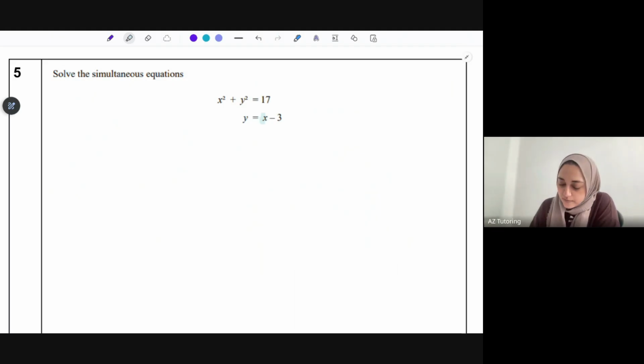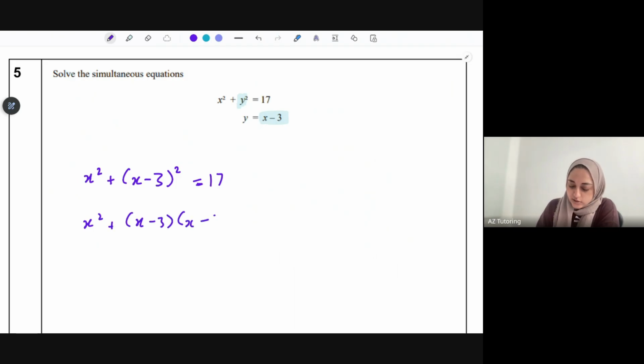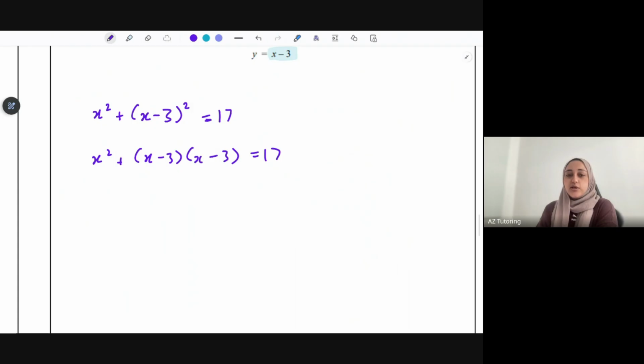So I'm going to plug this, because it's y equals this, into the y term over there, and then it'll get rid of that y. So we've got x squared plus y squared, and y we know is x minus 3, squared, equals 17. So I've just rewritten that top equation in terms of x, and then I just need to solve it. So we've got x squared plus, expanding this, x minus 3 times x minus 3, that equals 17. Expand that using grid or FOIL.